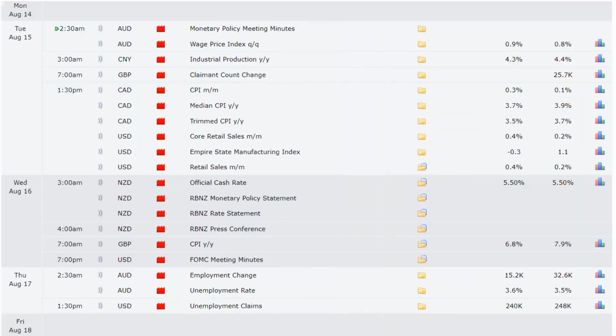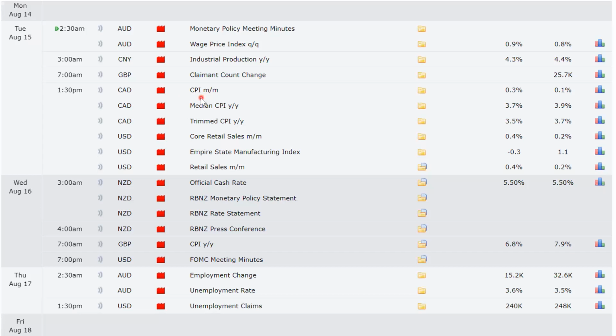As always, we'd like to start with the highest impact news for the week. Starting off with the Australian dollar, we look to see monetary policy meeting minutes, which I don't believe will have any strong impact there. Next is the claimant count change affecting GBP on Tuesday, and I would like us to take note of this news.